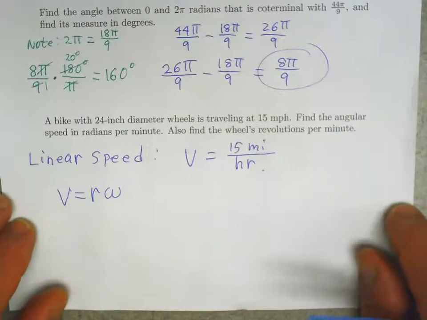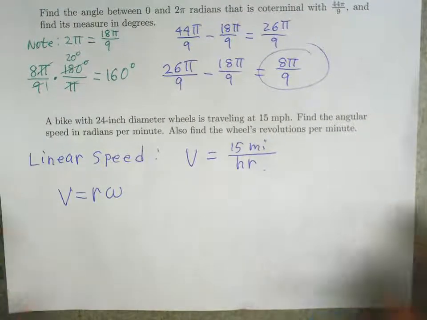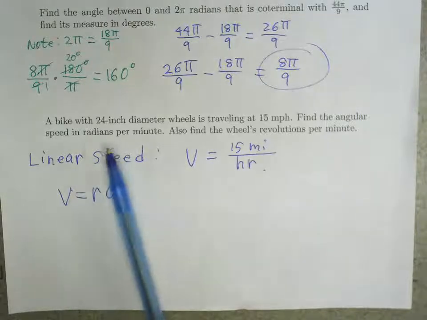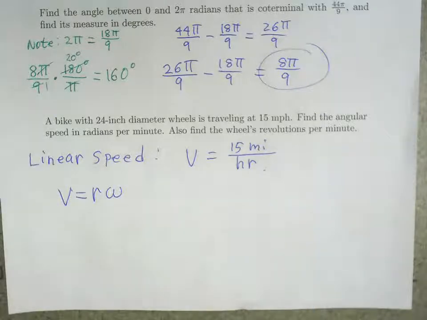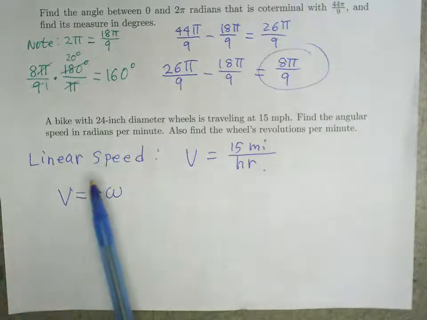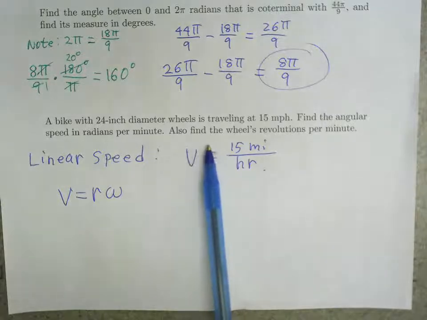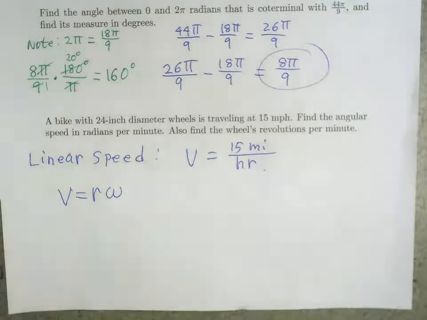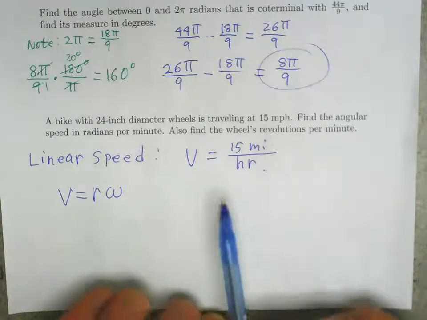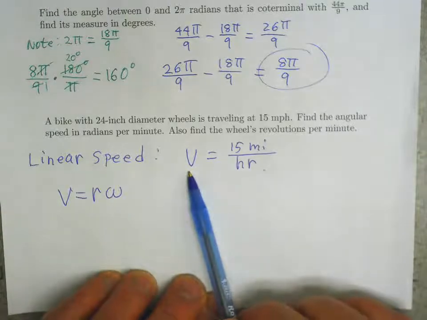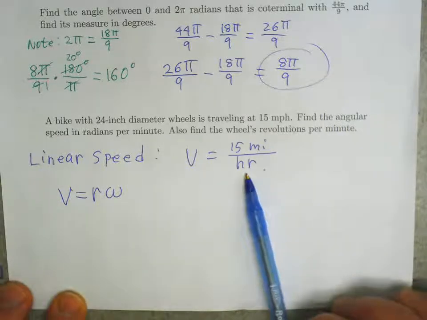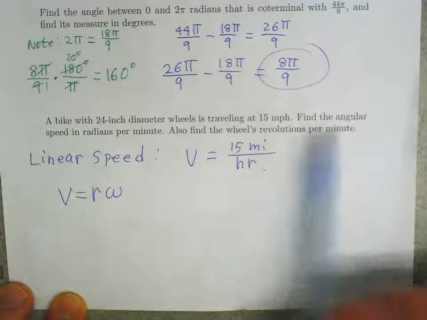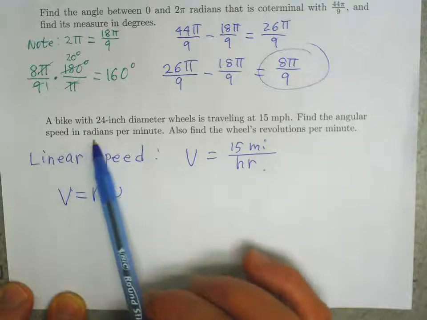So we started this problem yesterday. A bike with 24-inch diameter wheels is traveling at 15 miles per hour. Find the angular speed in radians per minute, and also find the wheel's revolutions per minute, or the RPMs. Okay, so the linear velocity is given. 15 miles per hour is the linear velocity. And we're supposed to find the angular speed in radians per minute.